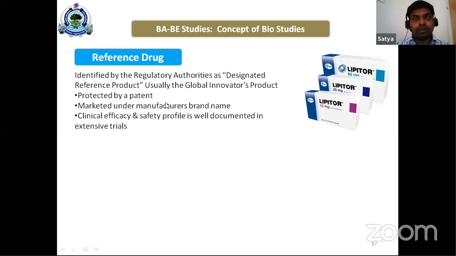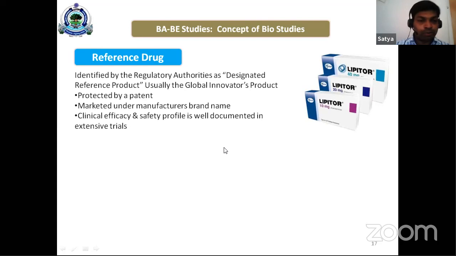Then it will be marketed under the manufacturer's brand name, and the clinical efficacy and safety profile is already well documented. This is a major advantage. Suppose a case, I have depicted a picture of Lipitor. It is available as 20, 40, 10 mg. You can consider one among them, which is marketed as the RLD. You can take it as the RLD from the Orange Book.